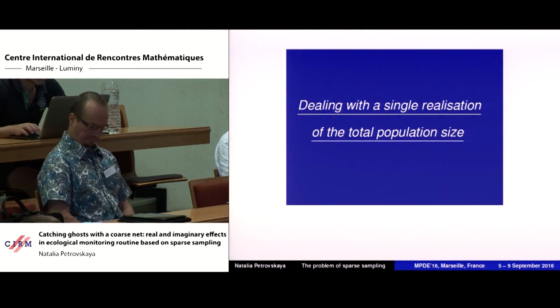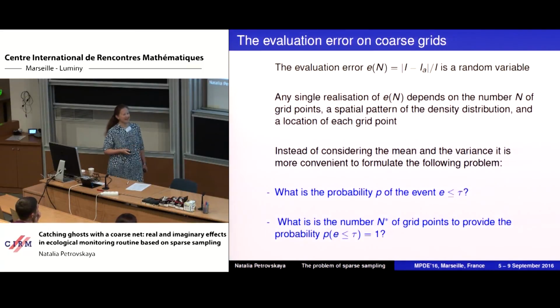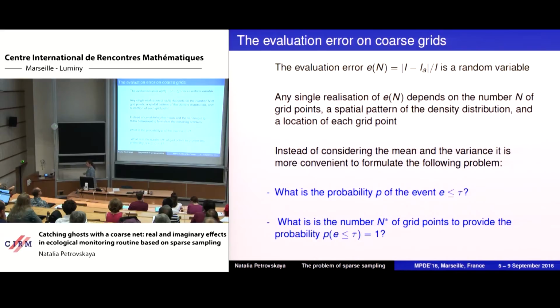Once we have agreed that we have to deal with a random variable and with a single realization of that random variable, what can be done? It's quite hard. When people think about some random variable, they may ask questions: what is the mean, what is the variance? It's quite hard to say anything having just a single realization.